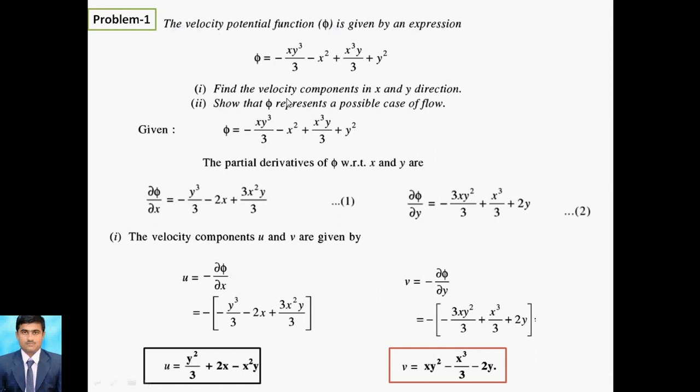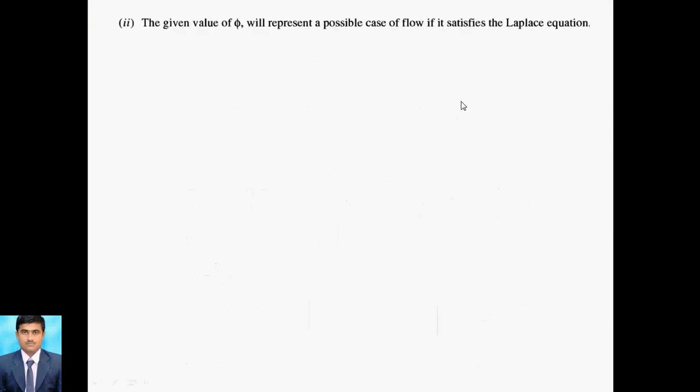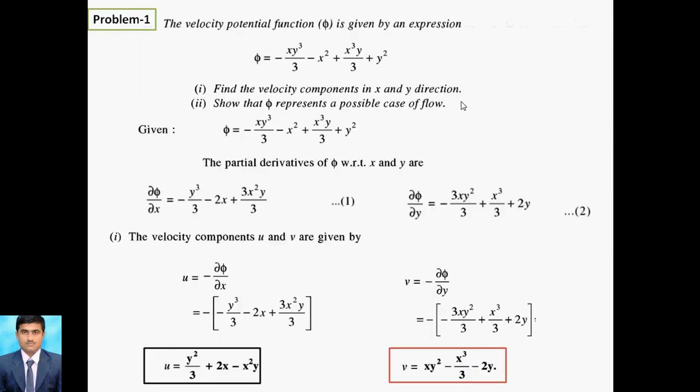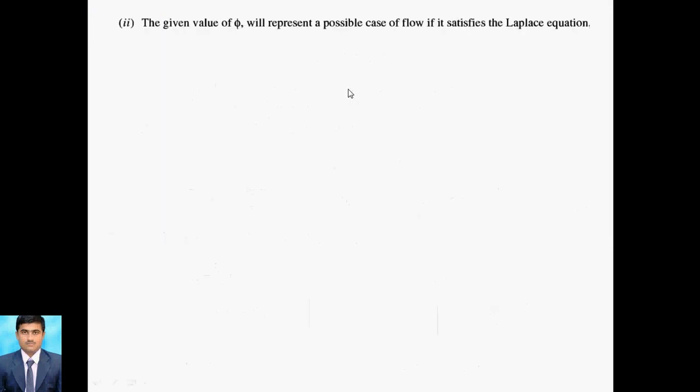So here we have found the velocity components, but in the second case we have to show that phi represents a possible case of flow. We already discussed this: if the Laplace equation is satisfied, then we can easily say that it is a possible case of flow. Here x and y are present, that means it is in the x and y directions. Z is absent, so we take the two-dimensional form.